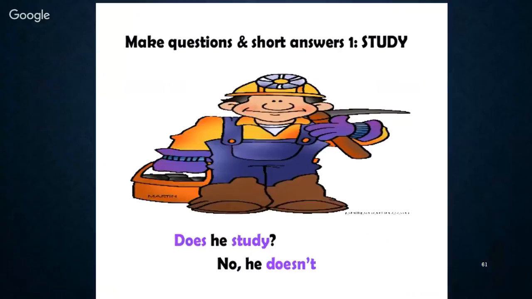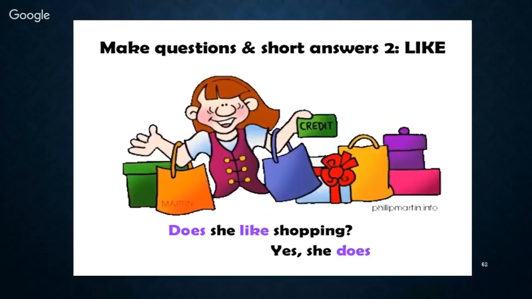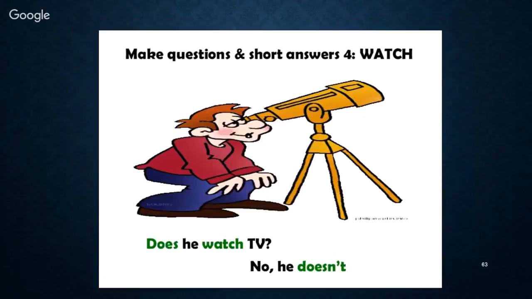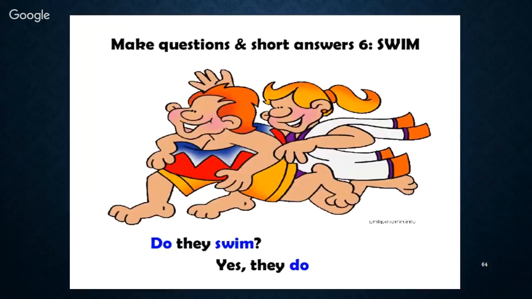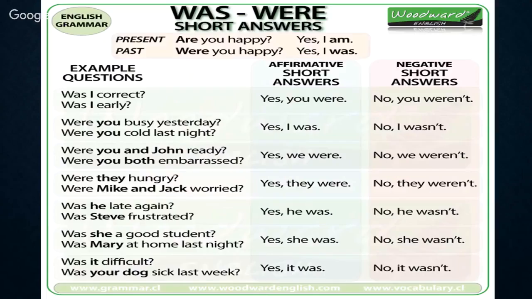Make questions and short answers. Study. Does he study? No, he doesn't, because he's working, he's not studying. Does she like shopping? Yes, she does. See, she has so many shopping bags. Does he watch TV? No, he doesn't, because he's looking through the telescope. Do they swim? Yes, they do.